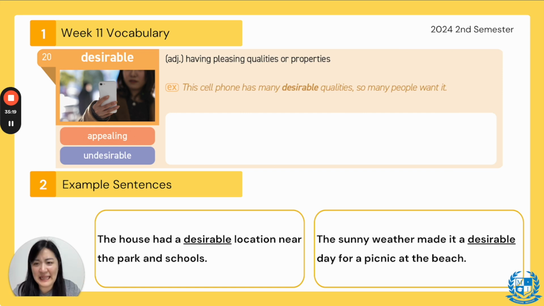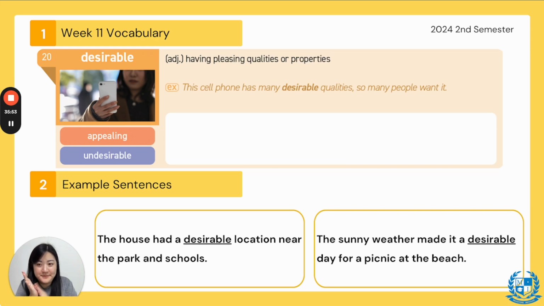Next and last example sentence. It says, the sunny weather made it a desirable day for a picnic at the beach. So maybe it's a little bit of sunshine, a little bit of wind, and it's nice and beautiful in the sky with some clouds. That would be a very desirable weather to have to go out for a picnic. Not too hot, not too cold, and it's nice. Desirable.